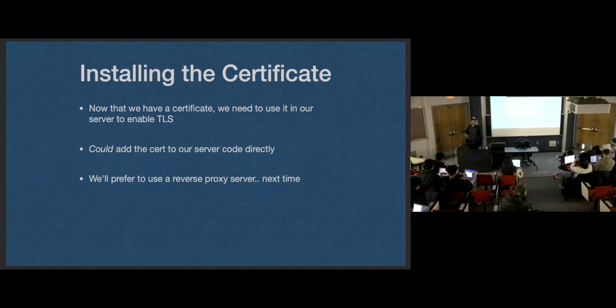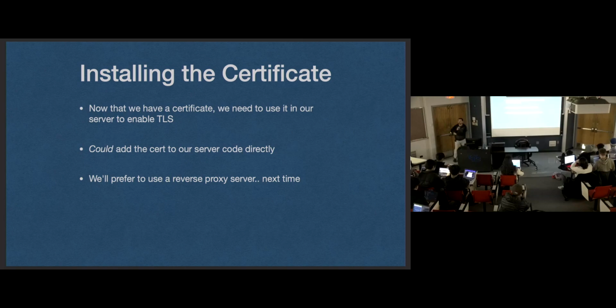All right. And that's what we'll use. That's our certificate. And that's what we'll use to enable what we call TLS. And you can go into your server code and add the cert and the private key, tell your code to use those and use TLS. But we're not going to do that. We're going to prefer a different way. We're going to use what's called the reverse proxy, which is a topic for Friday. We're going to install those certs on Nginx.